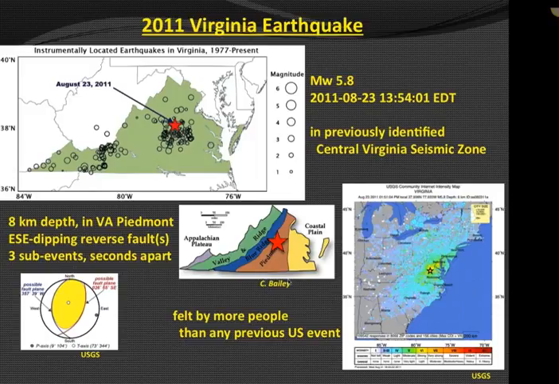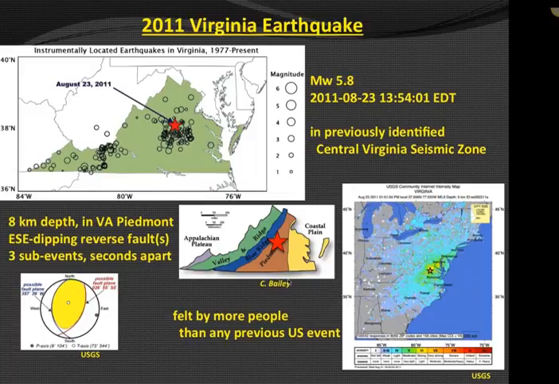The focal mechanism that we see in the bottom left-hand corner, plus the aftershocks, tell us that the earthquake occurred on an east-southeast dipping reverse fault, a fairly steeply dipping reverse fault. And Martin Chapman's work with the aftershocks and the main shock has shown that the main shock actually consisted of 3 sub-events, each about a second apart. So over the course of about 2.5 seconds, we had 3 separate events.